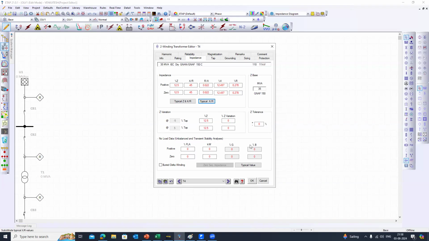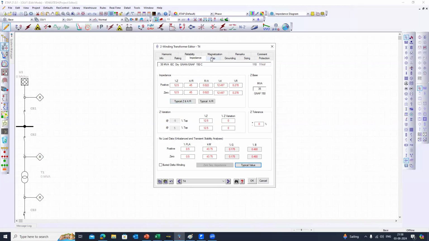Next, here you have to give the no load data, like the magnetizing current of the transformer or the no load current, and what will be the no load losses, positive sequence no load losses, as well as the zero sequence no load losses. But even if you give the typical values, ETAP will do a balanced load flow analysis. In the balanced load flow analysis, ETAP will not use this no load data. It will be used only for the unbalanced load flow. That is one of the technical glitches of ETAP. They will not use the no load losses in the transformer for the balanced load flow.